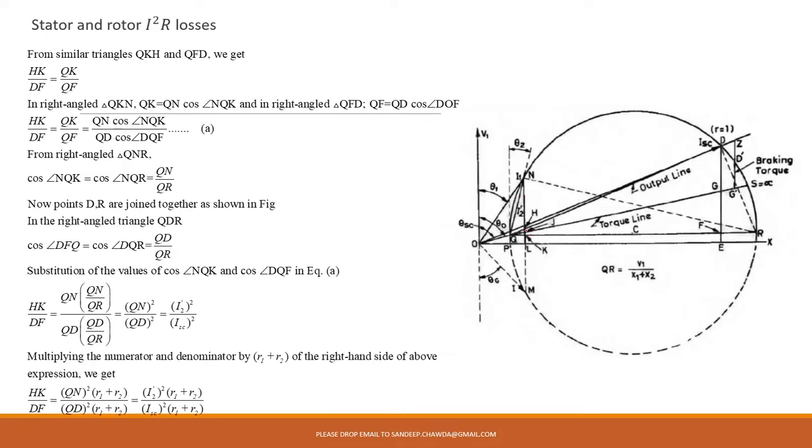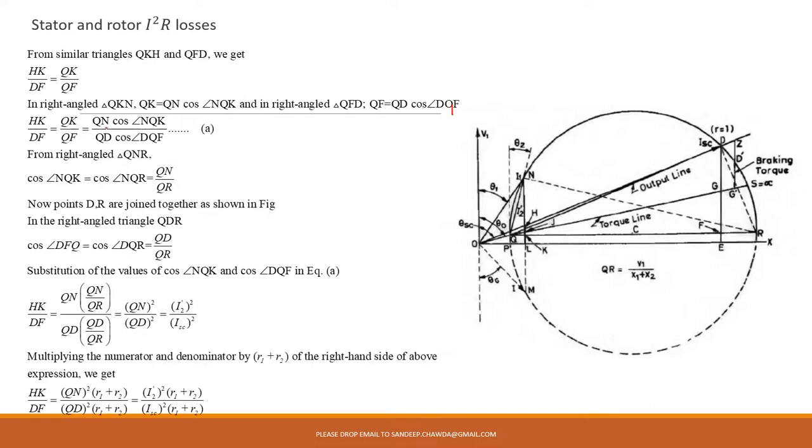Similarly, the QF will be determined by considering triangle QFD. From here we can write QF equal to QD cos angle DQF. QD is your ISC, the known value. The angle should be DQF, not O. Okay, DQF. So just substitute its value here.